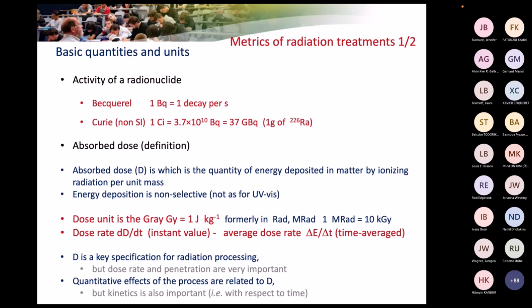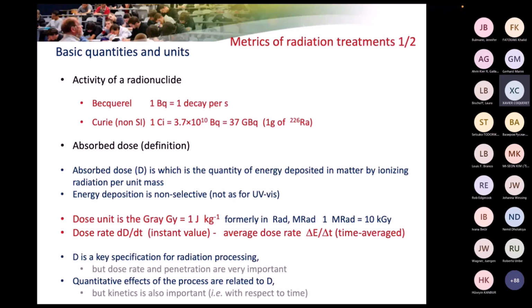So this is for radionuclides. Now, from the side of the sample, which is subject to the irradiation, one typically speaks about the absorbed radiation dose, which is the quantity of energy deposited in matter by the ionizing radiation per unit mass. One has to remember that this energy deposition is non-selective and does not compare to the absorption by molecular compounds of UV visible light, which follows very precise selection rules. In that case, energy deposition is essentially governed by the electron density of the substrate.